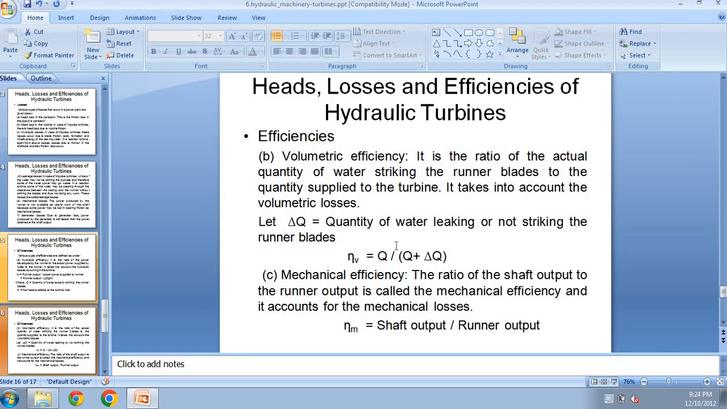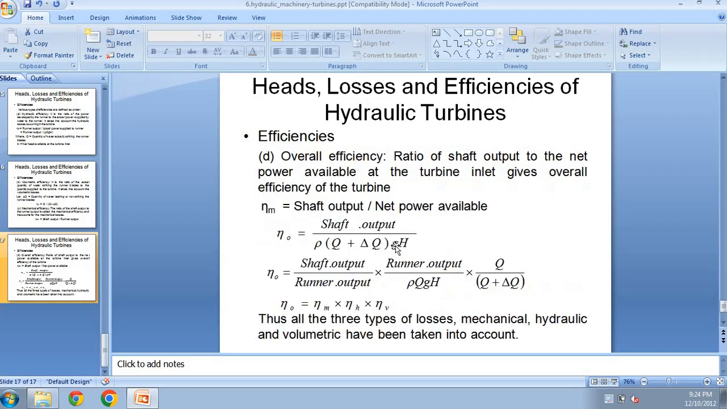The next efficiency we consider is volumetric efficiency. This considers the volume available to the runner. It is the ratio of the actual quantity of water striking the runner blades to the quantity supplied to the turbine, so the volume of water is considered in volumetric efficiency. The third type of efficiency is the ratio of shaft output to runner output, which we consider as mechanical efficiency. So here we consider the mechanical losses.